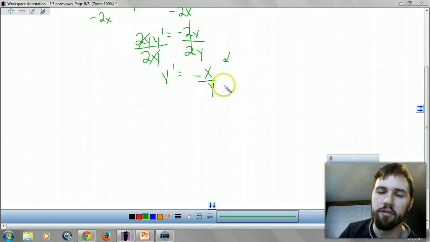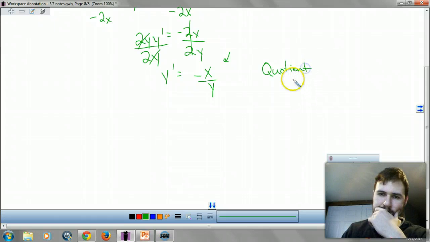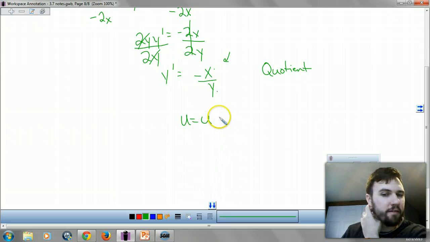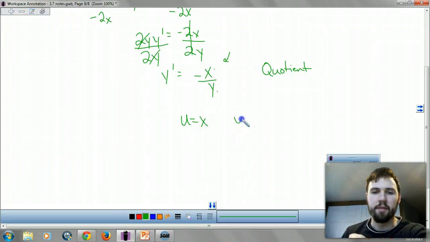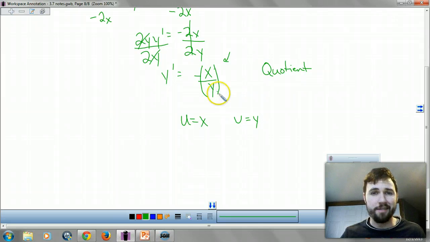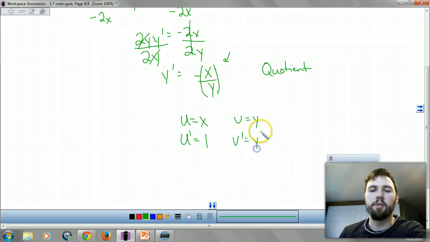So we need to use the quotient rule, because we have the top and the bottom. My u is going to be x. My v is going to be y. I'm just going to pull that negative out in front, right? Because we can, because that's a constant. It's a coefficient. We don't have to deal with it. My derivative of x is 1. My derivative of y is y prime.